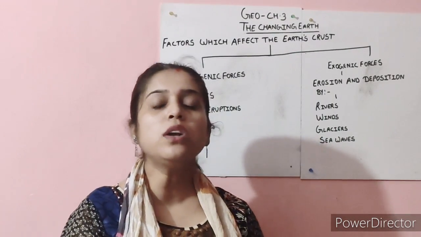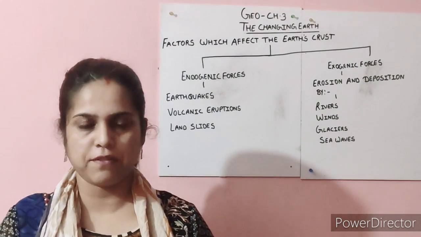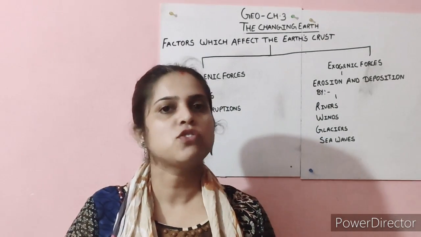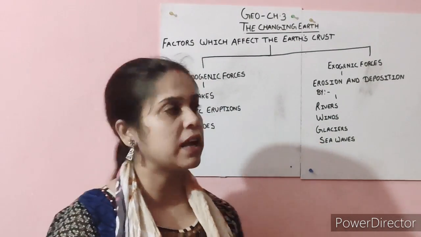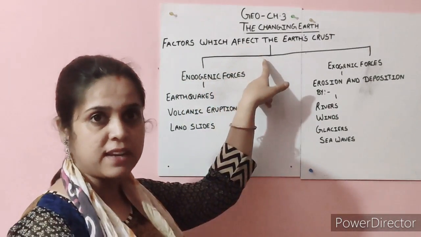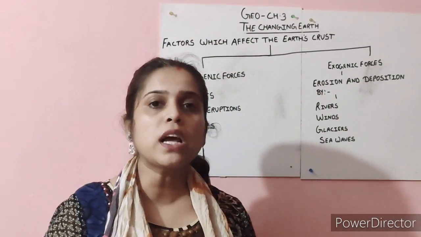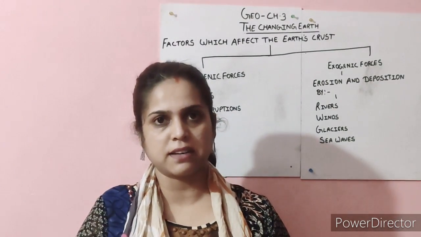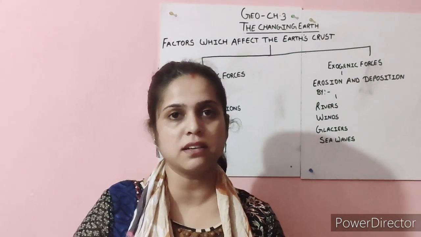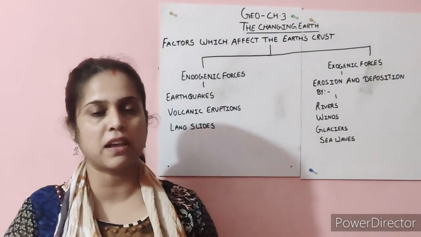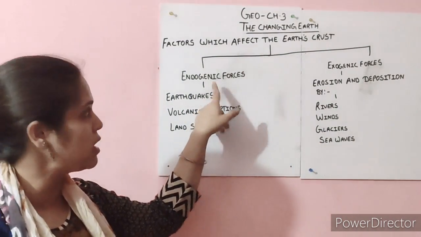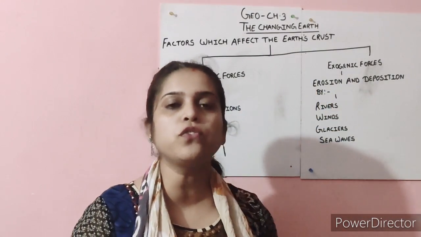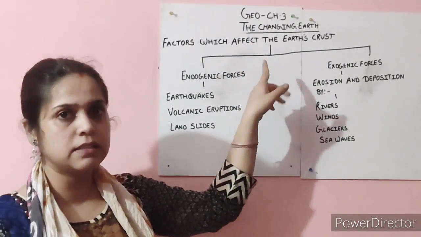So we have understood about Wegener's theory of continental drift. We understood the concept of plate tectonics. Now the next topic that we are going to discuss in this chapter is the factors which affect the Earth's crust. What are those factors? There are basically two factors which affect the Earth's crust. They are endogenic forces and exogenic forces.